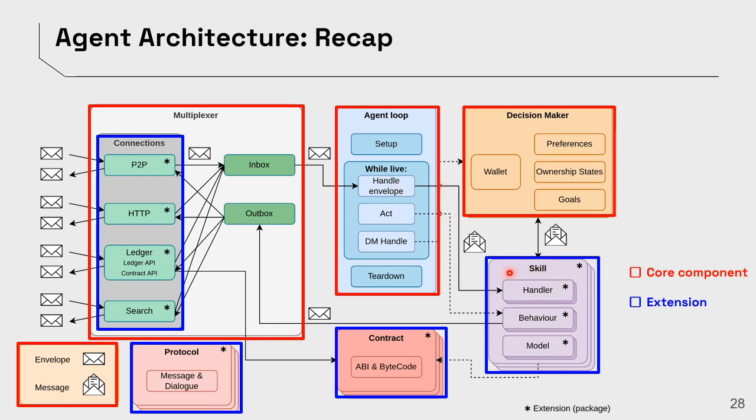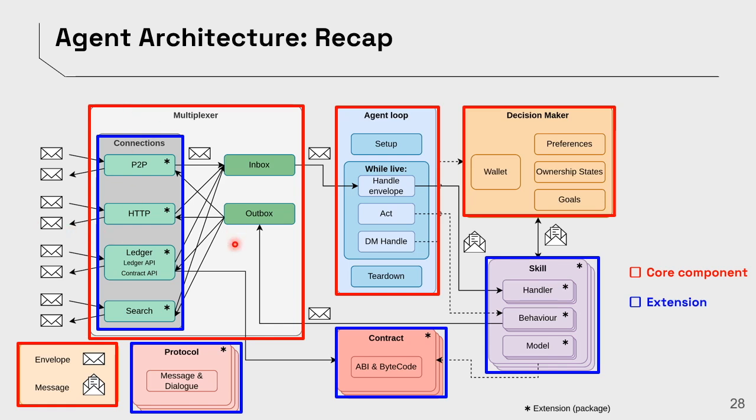Within the skill, the handler will be in charge of processing this message. On the other hand, a behavior, which is in charge of executing the proactive behavior of the skill, whenever it decides it's the proper time to send a message, will place this message in the outbox, and the HTTP connection component will be in charge of sending this response back to the server.